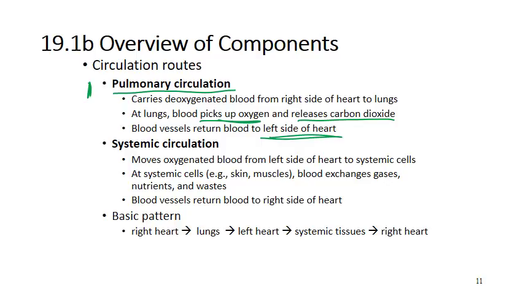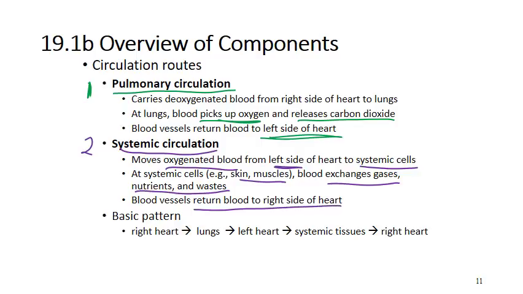Our next one that we have is going to be our systemic circulation, and this is going to take that oxygenated blood from the left side of the heart and take it to the rest of the body or the systemic cells. So this is going to be like our skin and our muscles, where it's going to exchange gases, nutrients, and waste, and then they're going to go ahead and return blood to the right side of the heart through the superior and inferior vena cava.